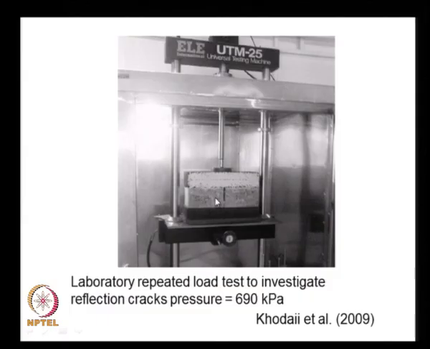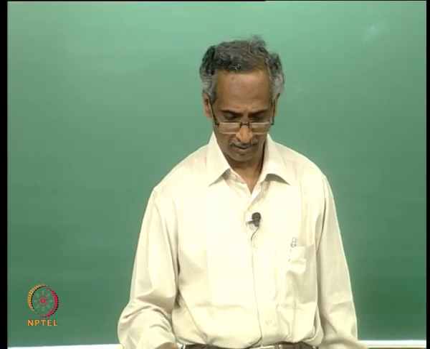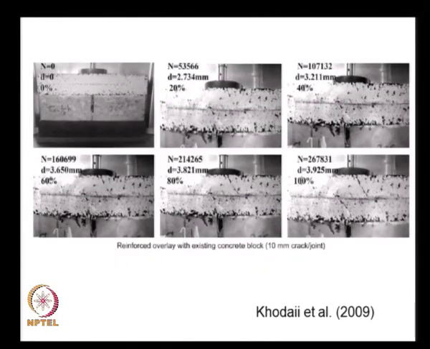They have used two types of old pavements. One is a concrete block and the other is an asphalt pavement, and in this old pavement they have given a cut, and then they provided this overlay, with reinforcement or without reinforcement, and subjected this system to repeated loads with a pressure of 600 kilopascal loading. This 690 kilopascals corresponds to standard loading that we have under standard axle load and standard tire pressures. So, the result is something like this.